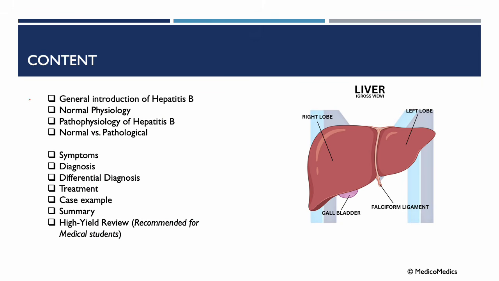In this lecture, we will begin with a general introduction of hepatitis B. We will talk about normal physiology and pathophysiology. We will compare the two. Furthermore, we will talk about symptoms, diagnoses, differential diagnoses, and treatment. We will present a small case example and, as always, end with a summary.